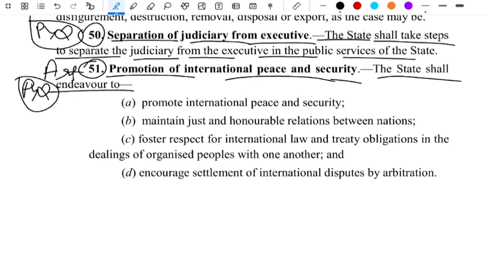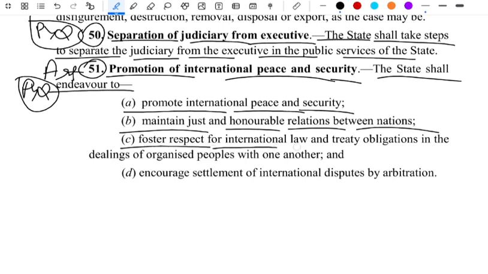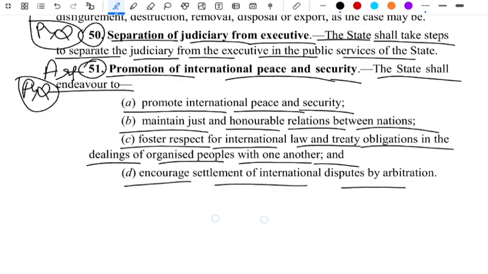remember this. So first is promote international peace and security, then maintain just and honorable relations between the nations. C is foster respect for international law and treaty obligations in the dealings of organized peoples with one another, and encourage settlement of international disputes by arbitration.